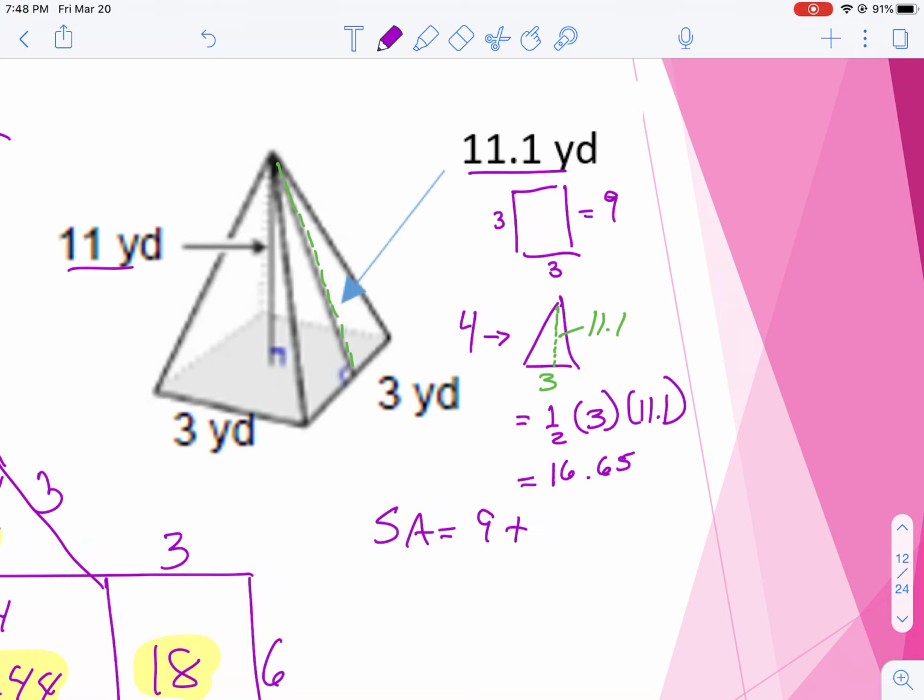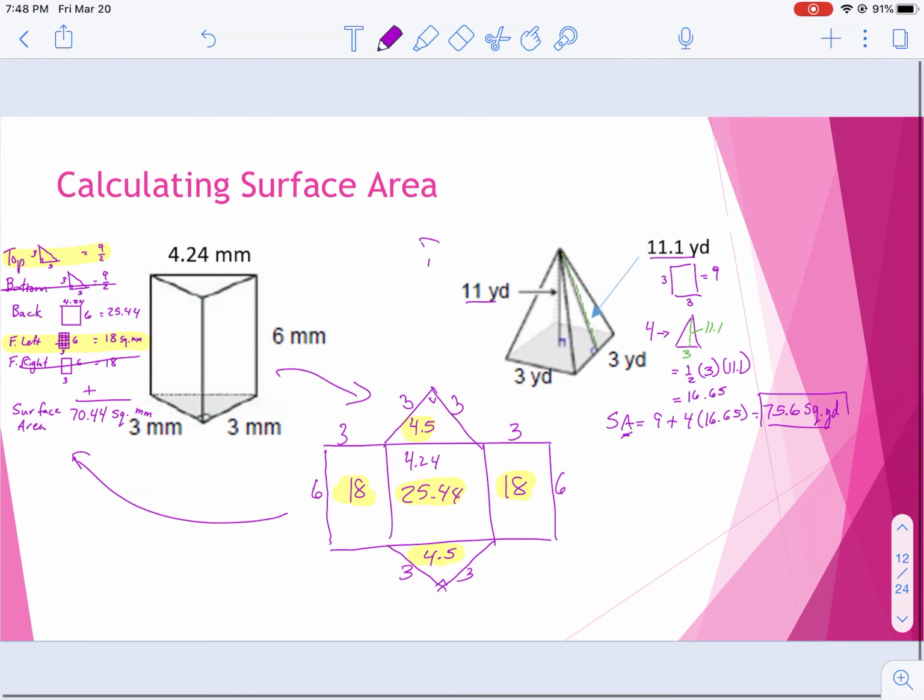So the total surface area is 9 plus we need 4 of the 16.65, and that's going to give us 75.6. And the label on this, well, hopefully you're seeing area and thinking we're counting squares, so this is going to be square yards. So our final answer is 75.6.